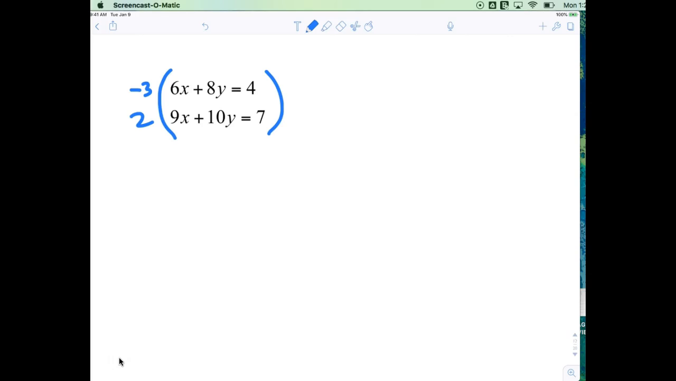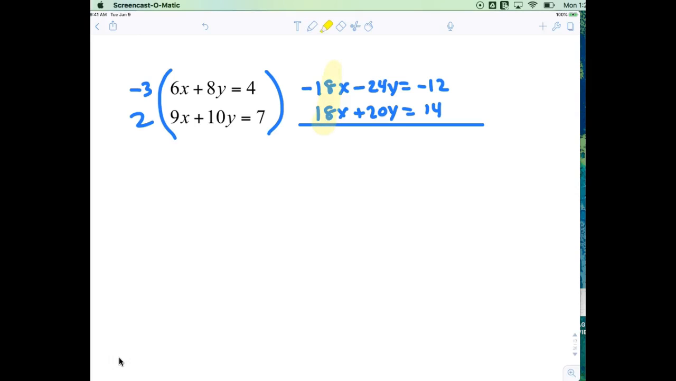All right, so if I multiply by -3, double check your work now: -18x minus 24y equals -12. Then multiplying by 2, 18x plus 20y equals 14. Allison, now, is that what you got when you did the multiplication? All right, now what? Yes, they sure would. The 18s cancel. Now what? equals?